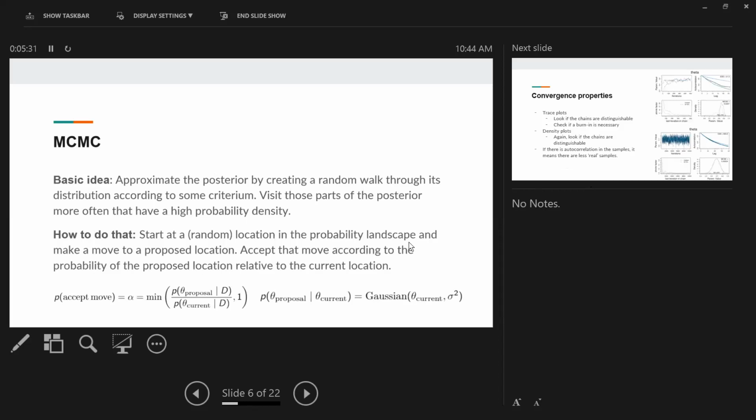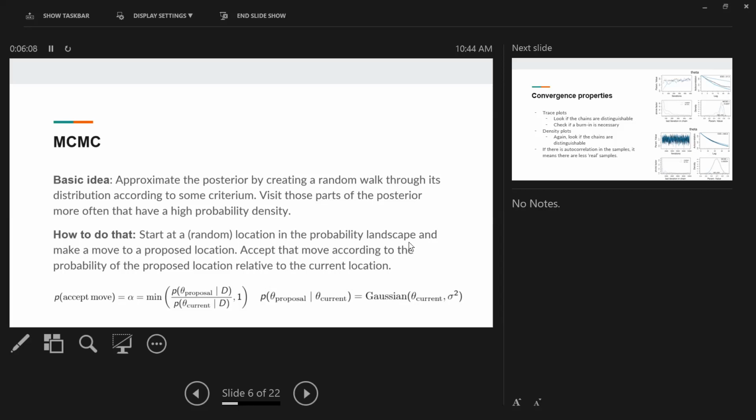Okay, so MCMC, Monte Carlo. The basic idea is that you approximate the posterior by creating random walks through the distribution according to some criterion. We know the likelihood and the prior. The prior is often flat, so we only look at the likelihood, and then we propose samples and see if they are better or worse in their likelihood. If the posterior has more likely areas, the random walk will visit those areas more often.